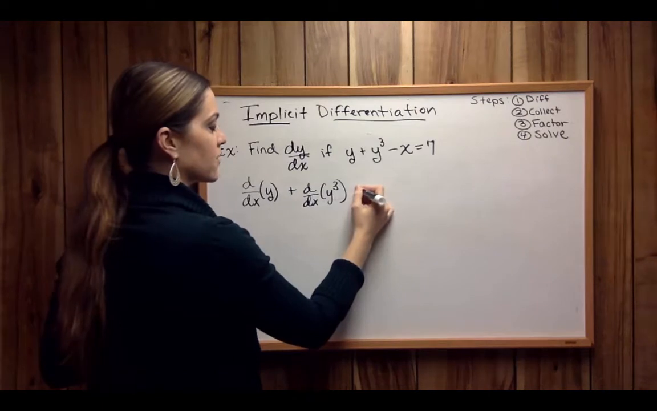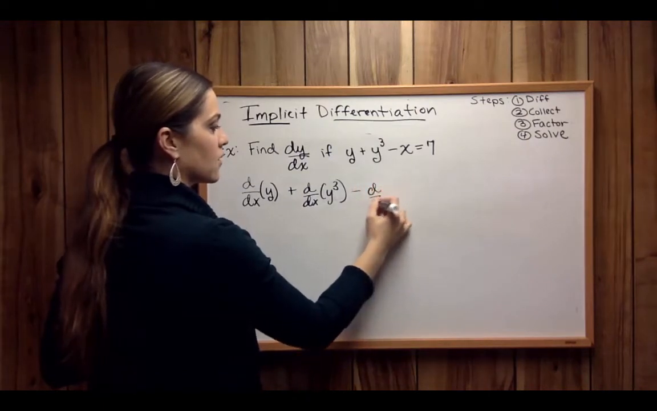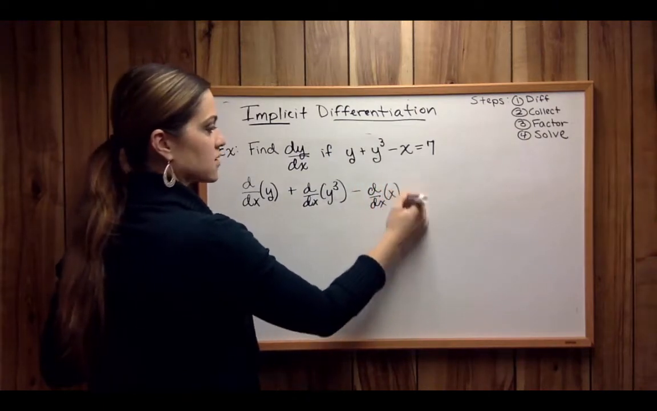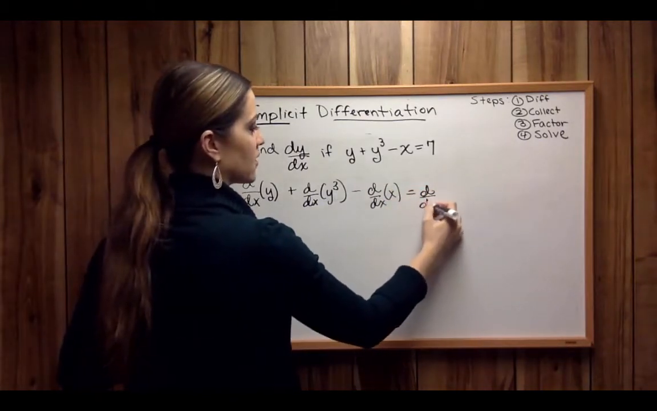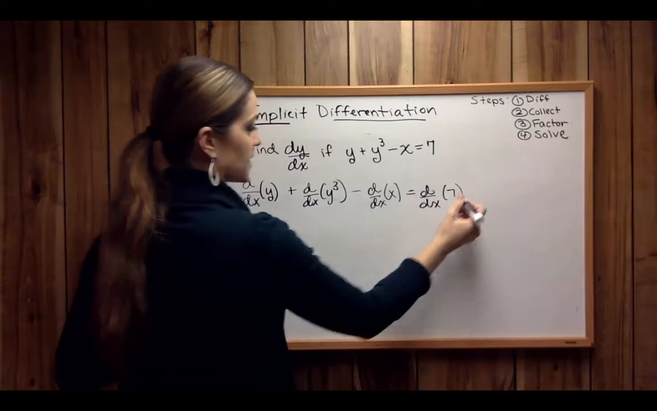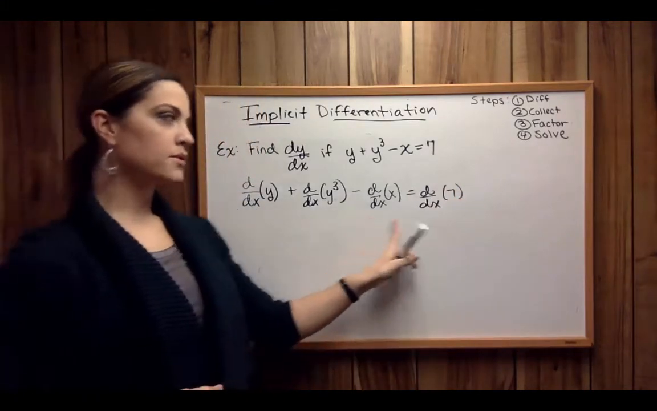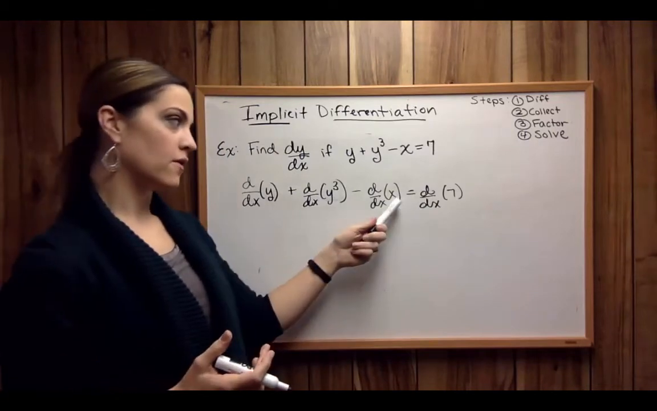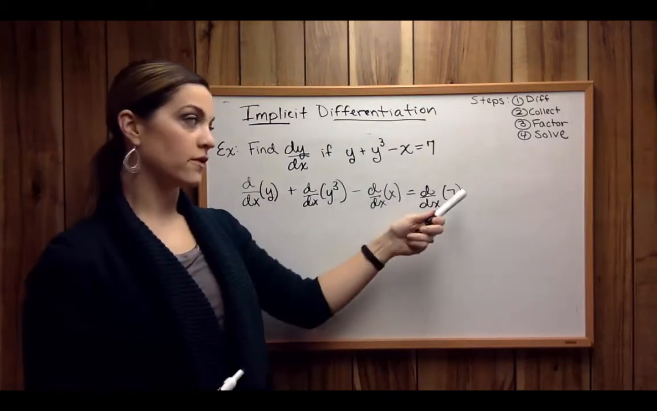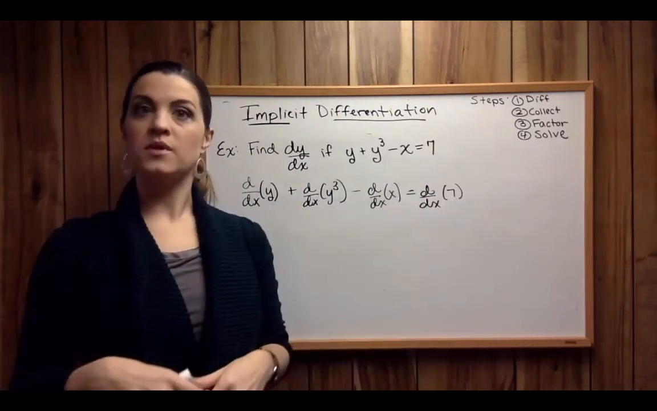We're going to take the derivative of x with respect to x. And we're going to take the derivative of 7 with respect to x. What we would do with these two terms is no different than what we've done before. So you take the derivative of x, and that's going to be 1. You take the derivative of a constant, which is 7. The derivative would be 0.